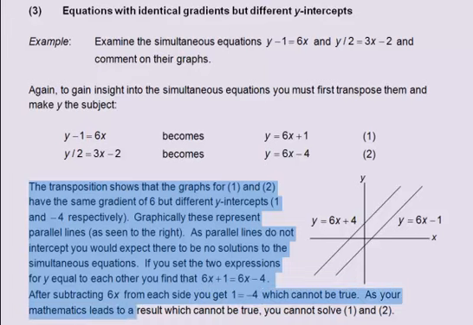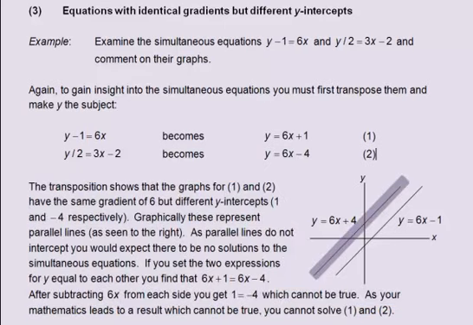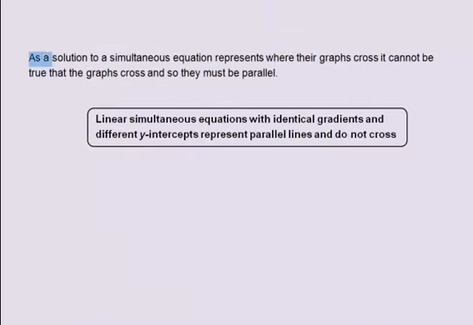As your mathematics leads to a result which cannot be true, you cannot solve 1 and 2. The graphs y equals 6x plus 1 and y equals 6x minus 4 are parallel and so have no solutions. As a solution to a simultaneous equation represents where the graphs cross, it cannot be true that the graphs cross, and so they must be parallel. Linear simultaneous equations with identical gradients and different y-intercepts represent parallel lines and do not cross.